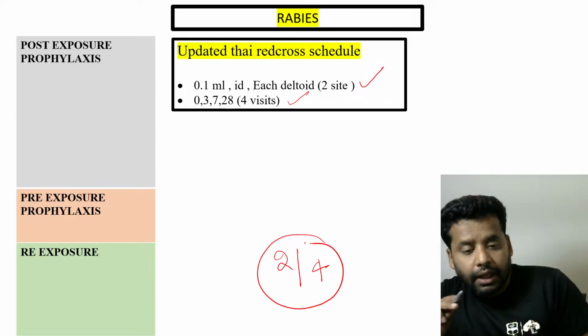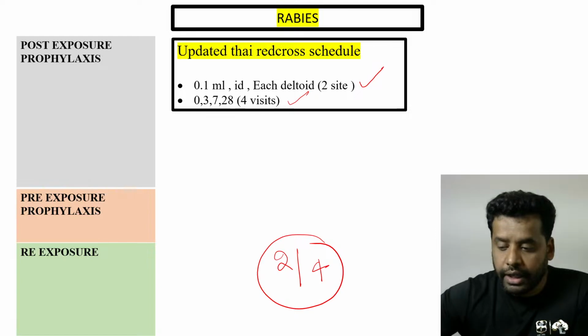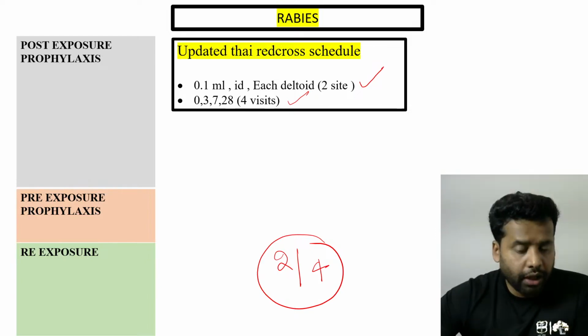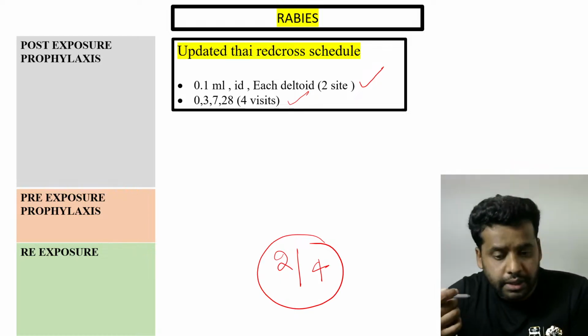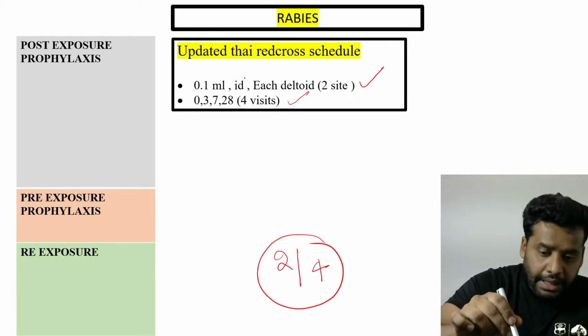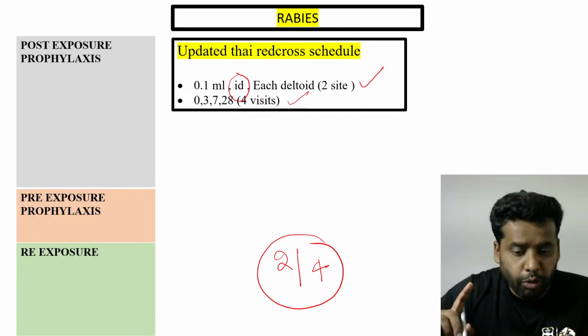It is the Thai Red Cross schedule. Whatever schedule we prefer in India, it is the Thai Red Cross schedule only. Nowadays, if they ask what is preferred, it is the Thai Red Cross schedule. It is an intradermal schedule. How many sites? 2 sites. How many visits?